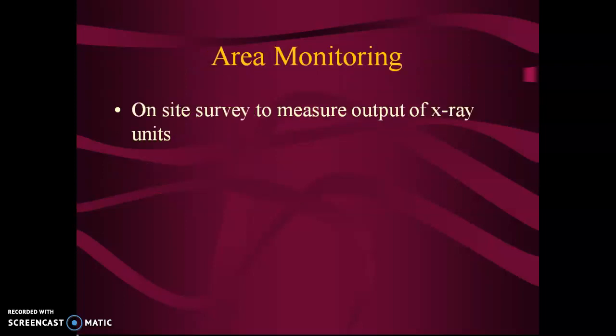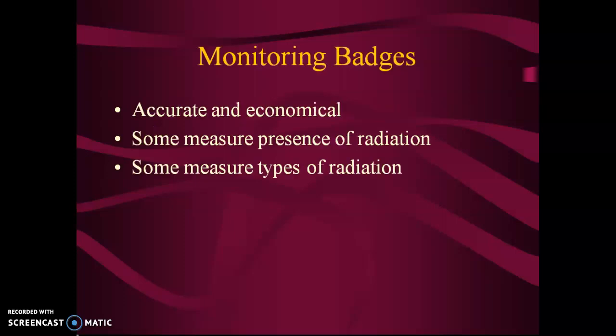When you talk about an area monitoring situation, that is an on-site survey that's measuring either the output of the X-ray units, or it can be in an area outside of the exposure room, but you're measuring the output, you're measuring an area. The film badges or monitoring badges are the ones that would be worn by a person. They're pretty accurate, they're economical.